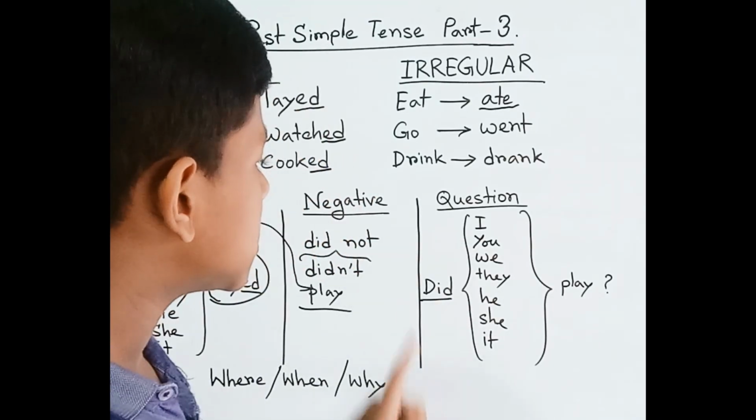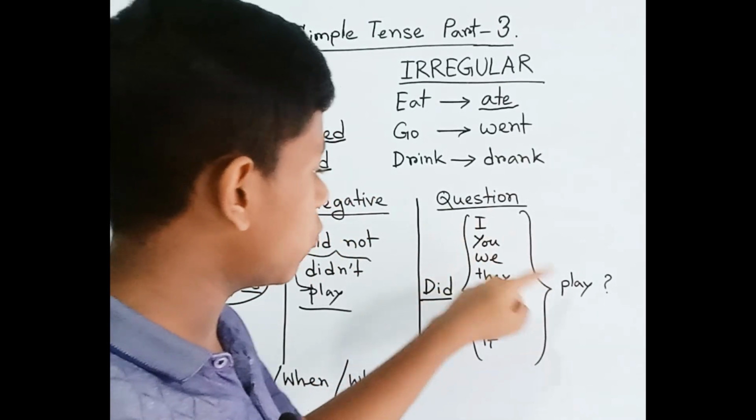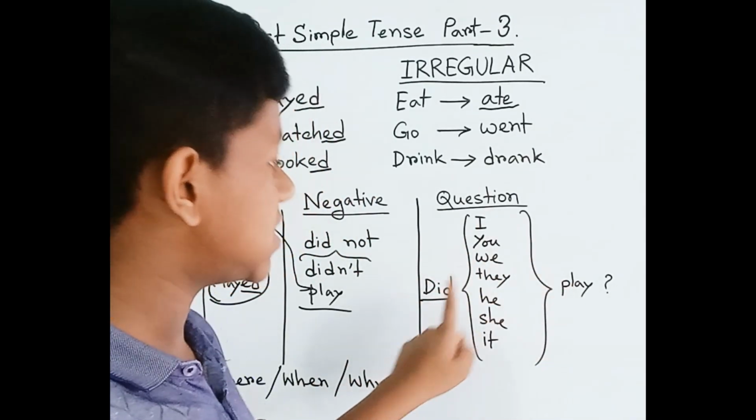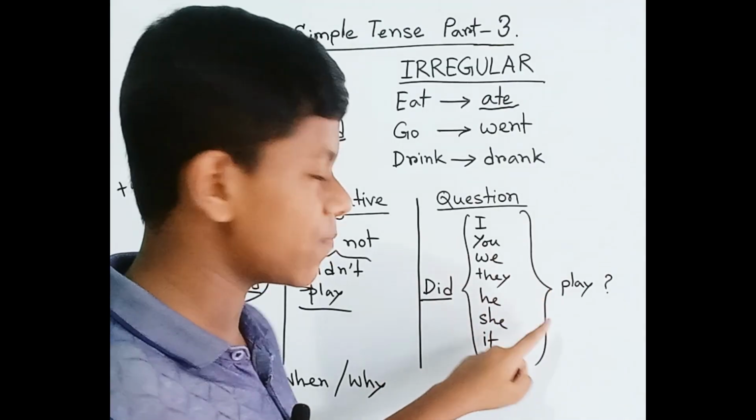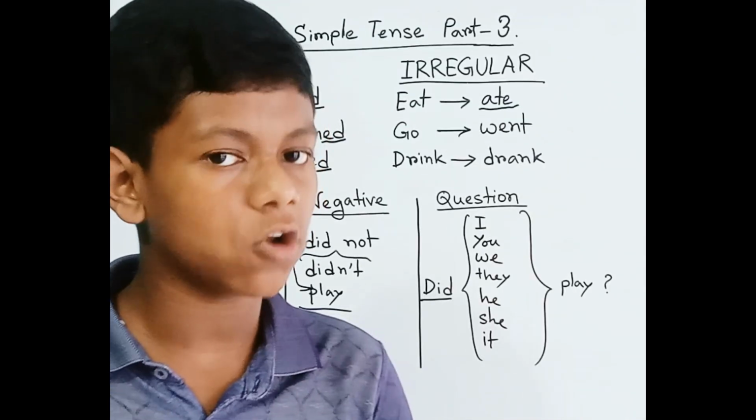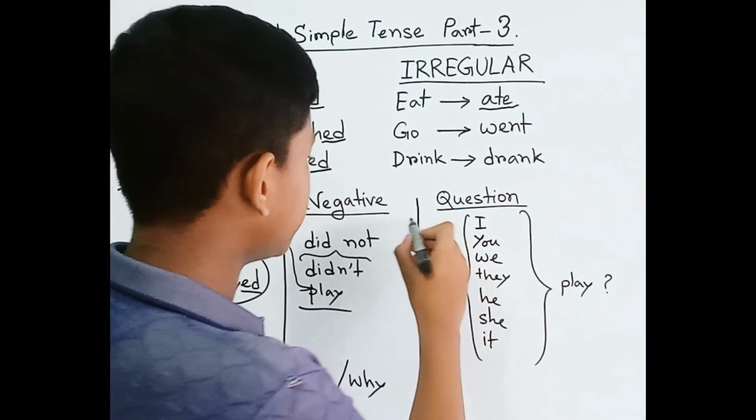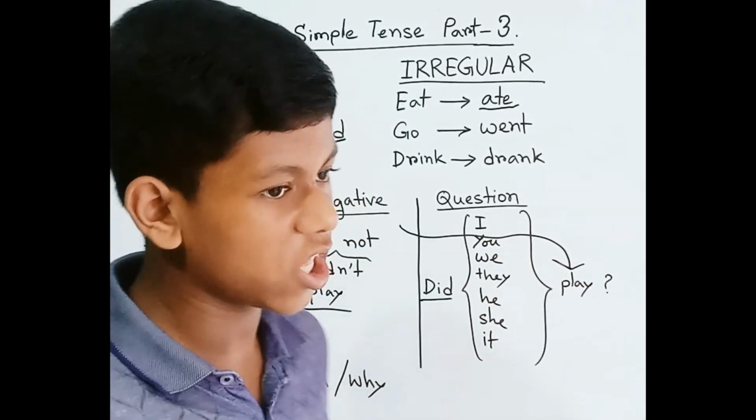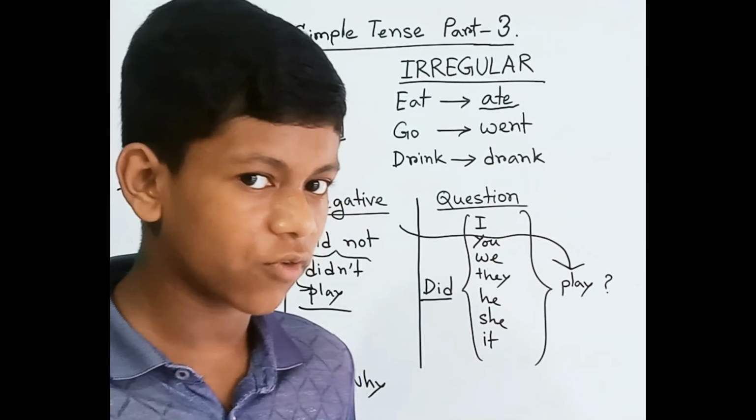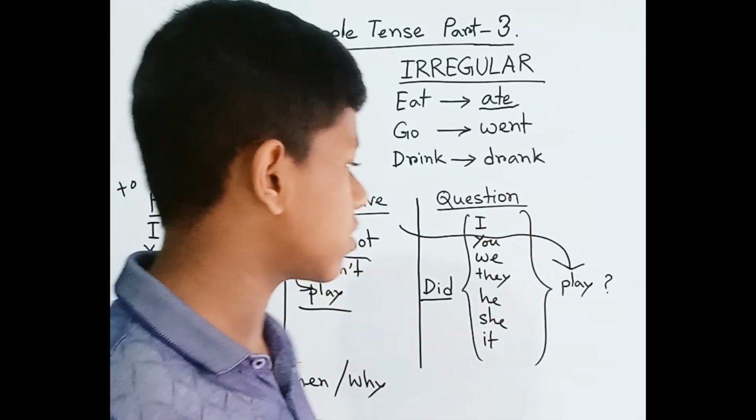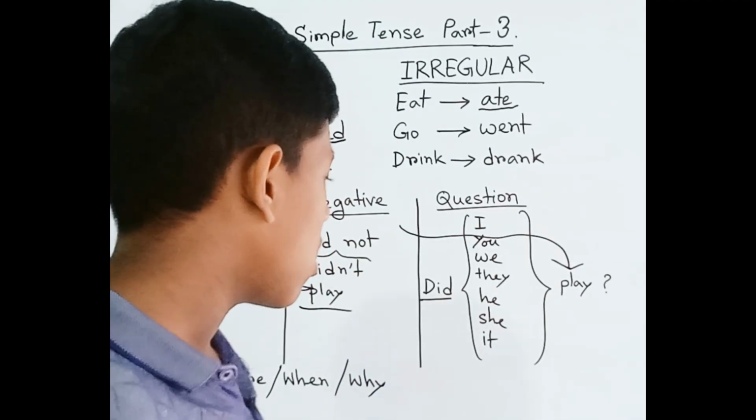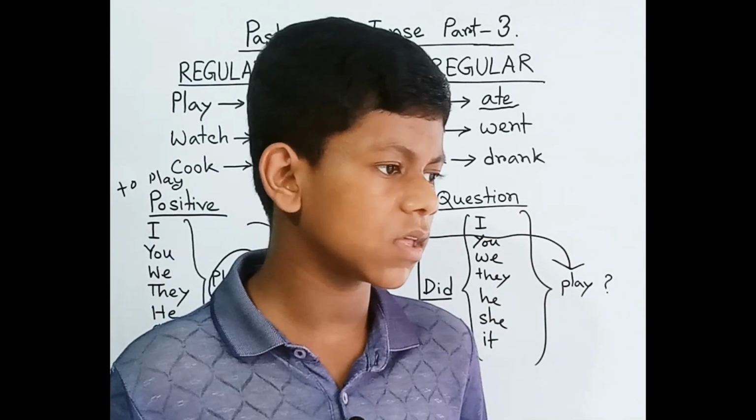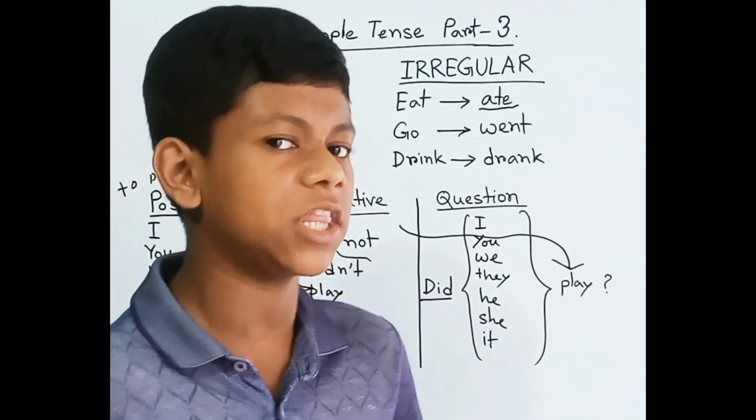So here: did I play? Did you play? Did we play? Did they play? Did he play? Did she play? Did it play? Did Korim play? Did Arjon play? So here it is the same: the verb won't be changed. It will be the base form here. So this is the main rule here.